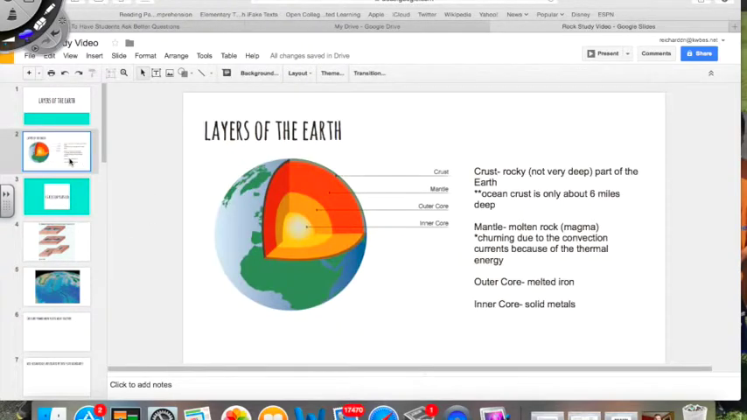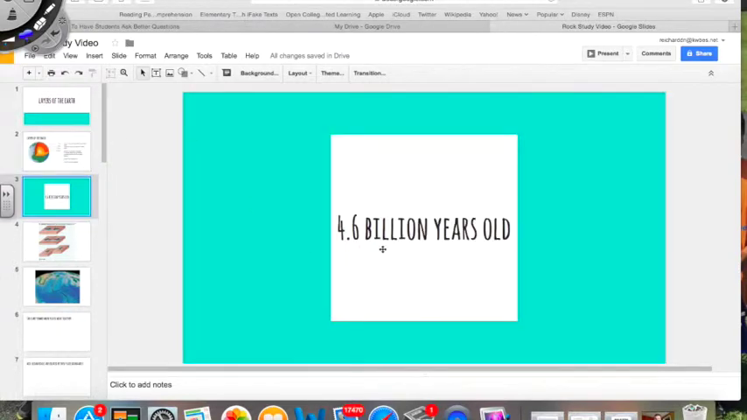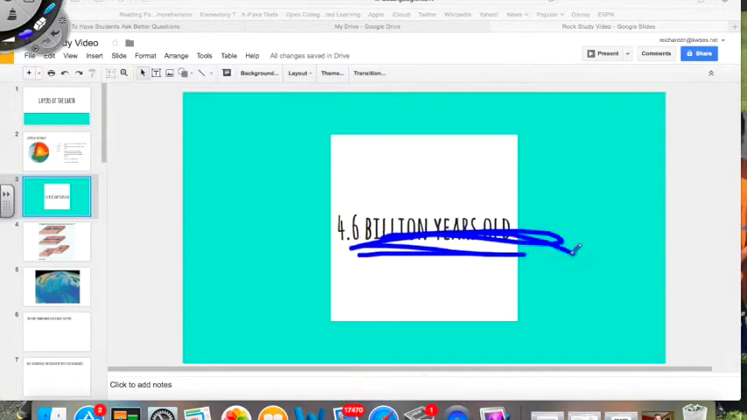About how old is Earth, do scientists believe? Yes, it is 4.6 billion years old. You're definitely going to want to write that down 100 times and make sure you know that left and right. Now, there is evidence as to why Earth is 4.6 billion years old, and that would deal with the fossils like we've talked about in class.